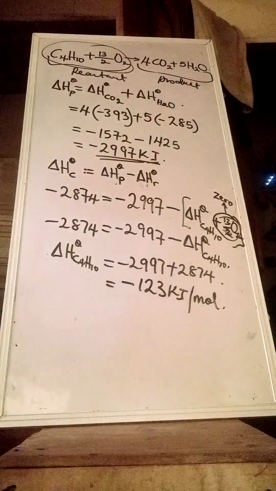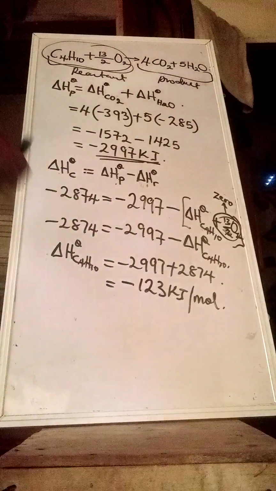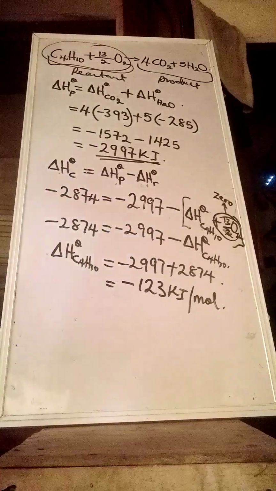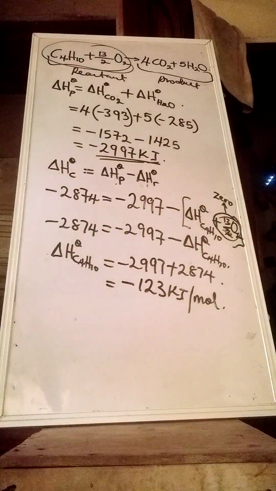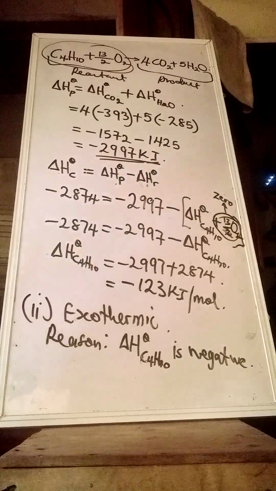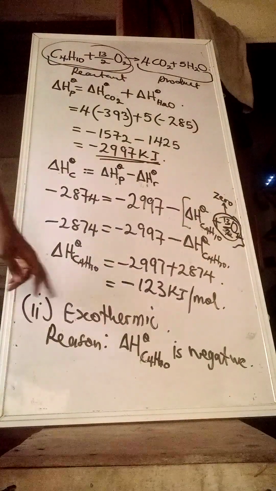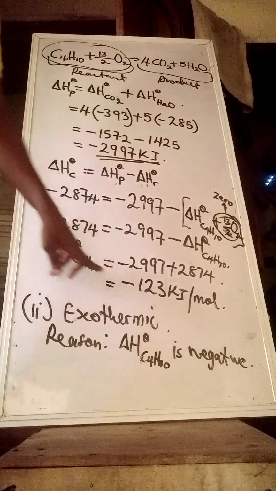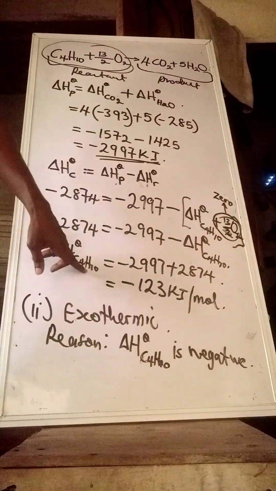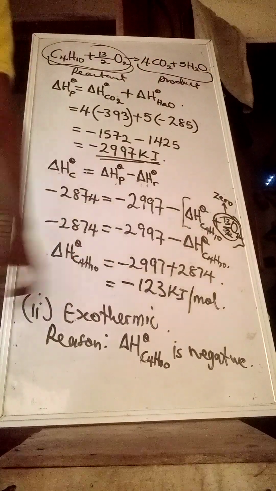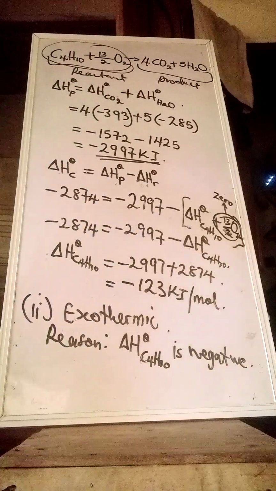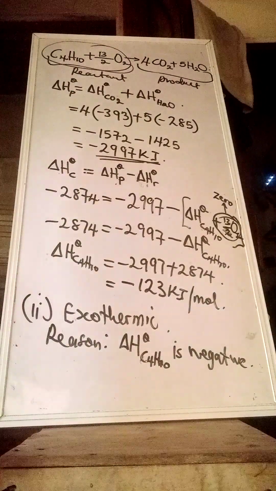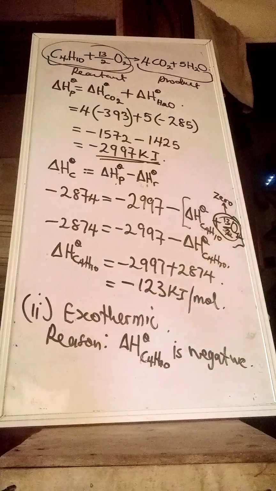Now, to answer the second question, what type of reaction is this? The reaction is exothermic. Why? The reason is that the enthalpy change of formation of butane is negative. If the answer was positive, it would have been endothermic. So take note of that.